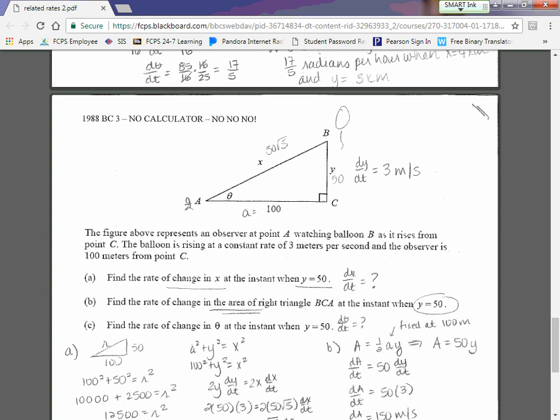So for this particular problem, we have that the observer is 100 meters from point C. This distance is not changing. The observer is not getting closer or further. So this is going to be a constant. We can put that in our equation from the start before we do the derivative.